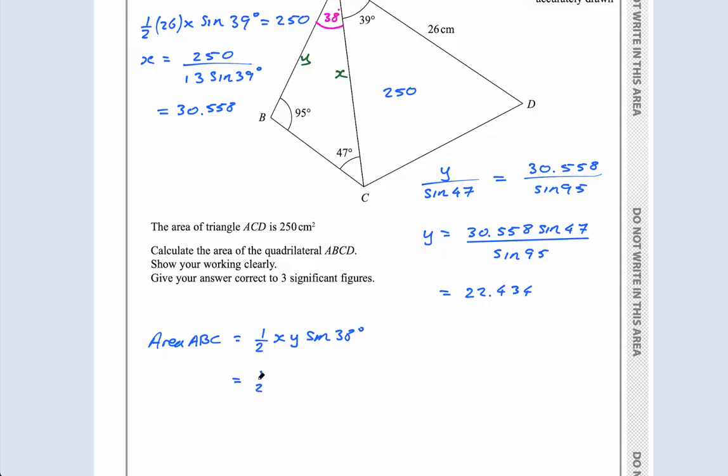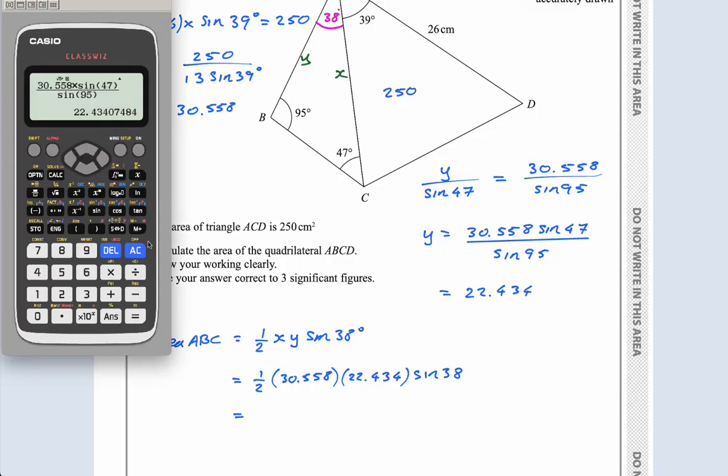So this is a half times 30.558 times 22.434 times sine 38, and this is equal to a half times 30.558 times 22.434 times sine 38, and that gives me 211.02. Well, let's go 03.